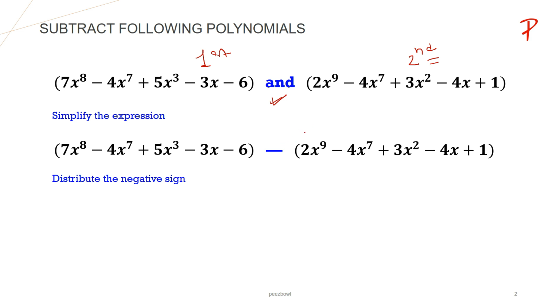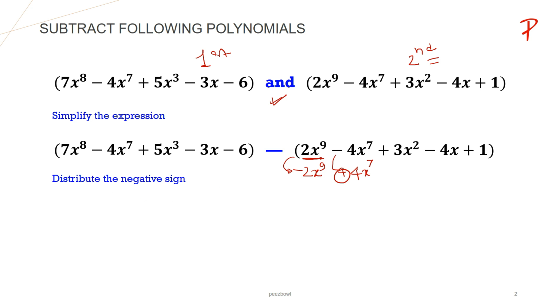Distributing the negative sign means that in the second polynomial, within this bracket, whatever sign we have for each of these terms, I am going to reverse its sign. For example, 2x to the power 9 is a positive term, so this will become minus 2x to the power 9. So we have changed the sign from plus to minus. Same with minus 4x to the power 7: 4x to the power 7 will be as it is, and this minus sign will become a plus sign. So whatever terms we have within the bracket of the second polynomial, we are going to change its sign in order to distribute the negative sign.